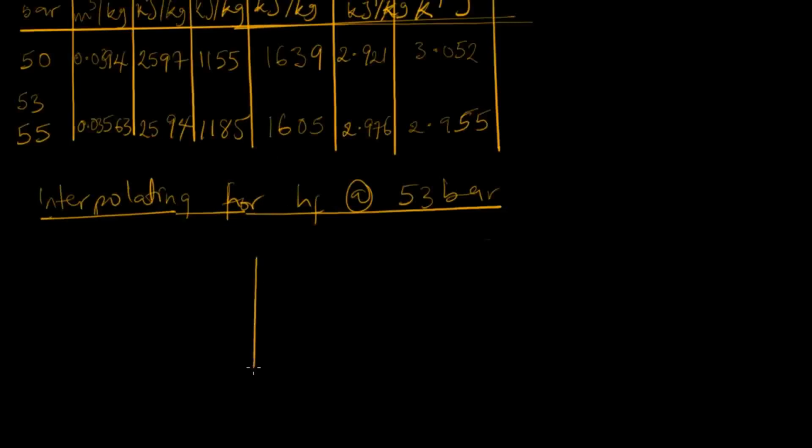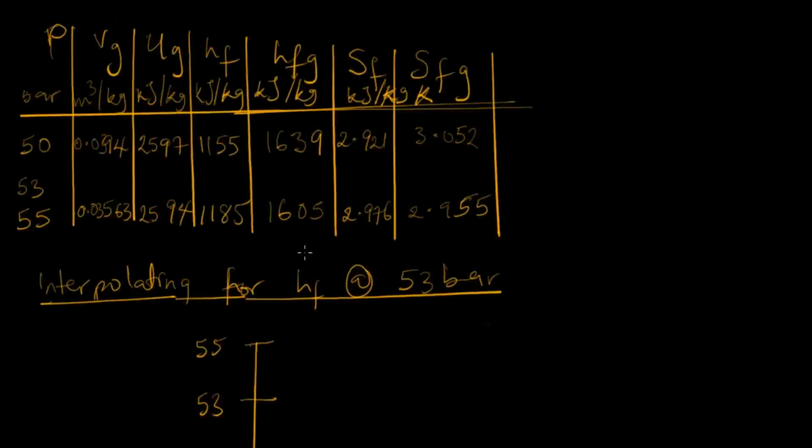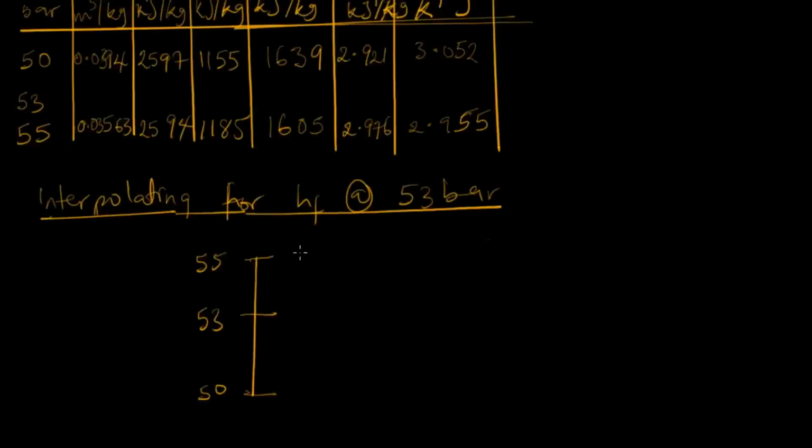You draw this down. The highest is 55, the lowest is 50, and we have 53 here. So HF at 55, we scroll up and check: HF at 55 is 1185. Then HF at 53 is unknown. The HF at 50 is 1155.